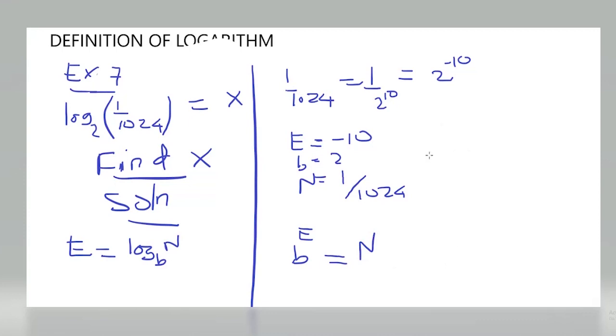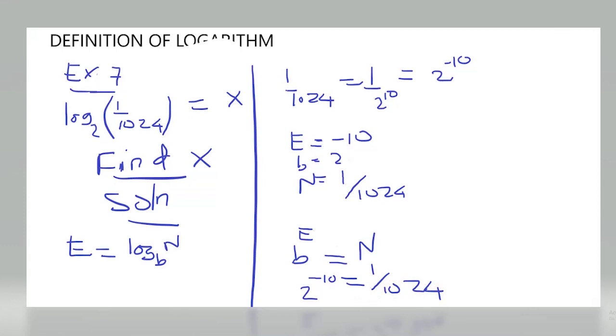Our b is 2 and the exponent is negative 10, which is equal to the number. Our number is 1 over 1024. I think you have overlooked this.